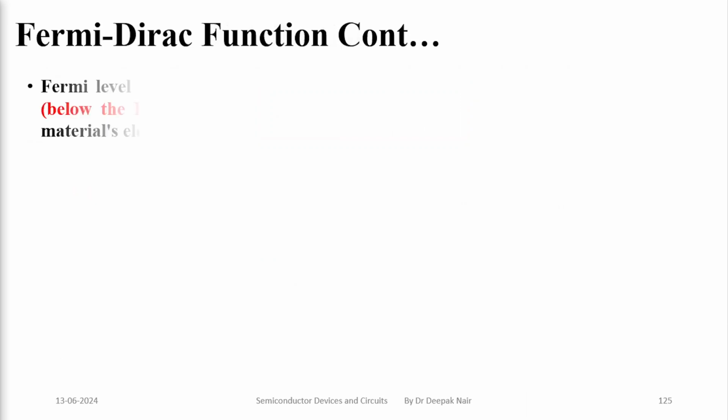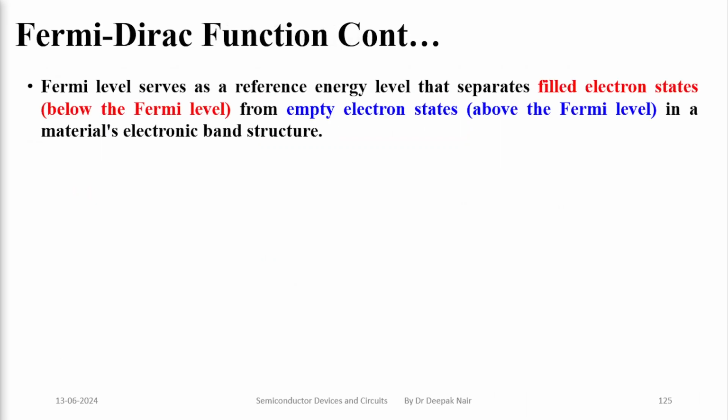For that, let us talk about the Fermi-Dirac distribution in a bit more depth. The Fermi level serves as the reference energy level that separates filled electron states from empty electron states. So if you now try to correlate what the filled and empty electron states are, from previous lectures you have seen that we have a high probability of finding electrons in the valence band and almost zero probability of finding electrons in the conduction band.